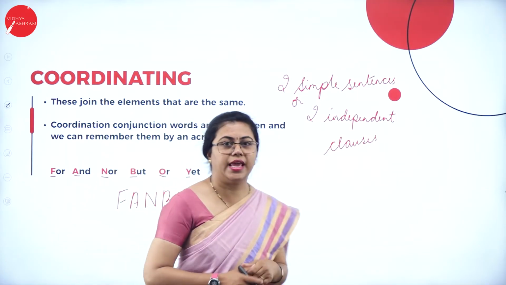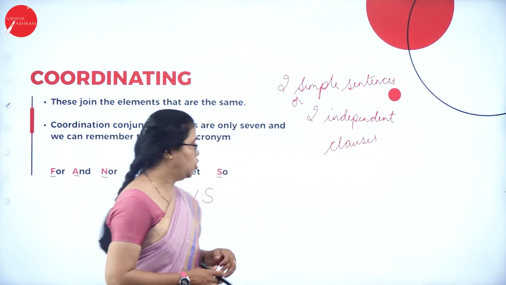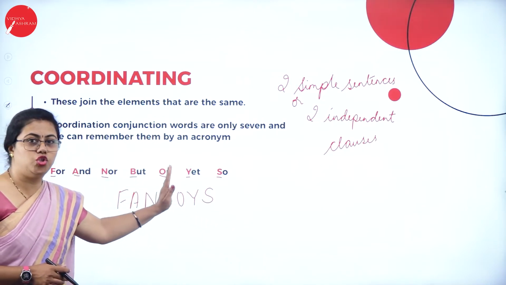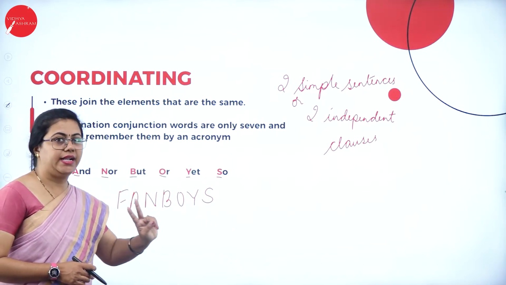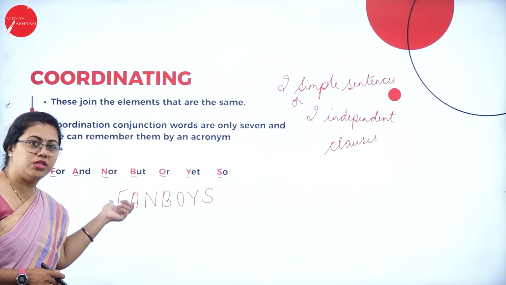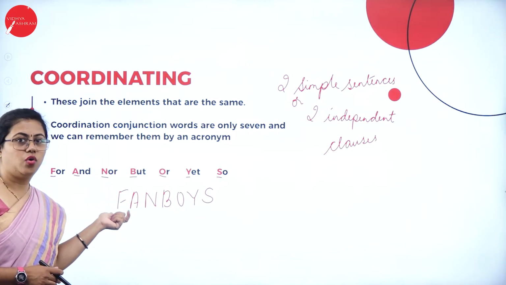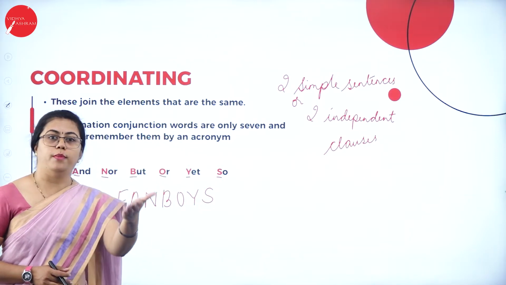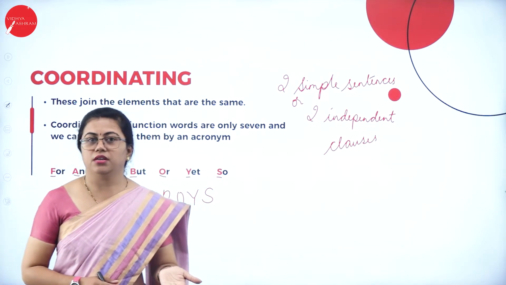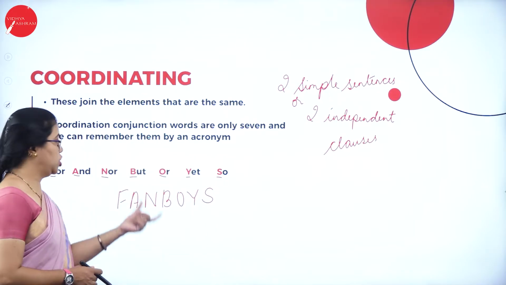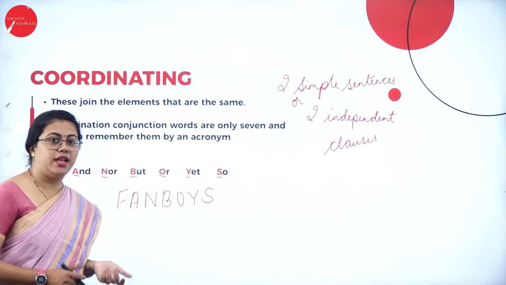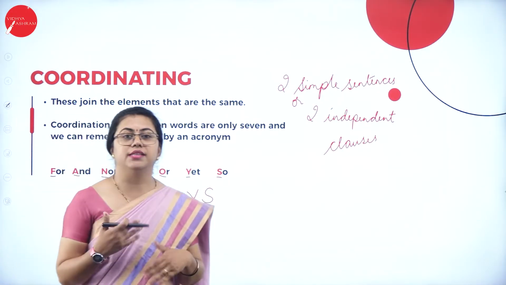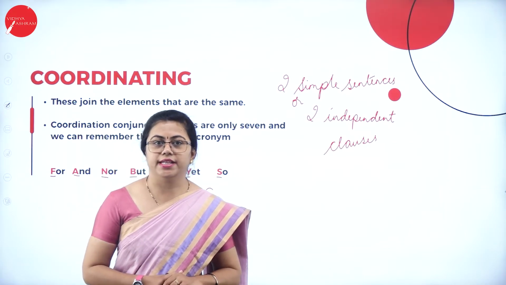Fine. We have seen examples also, isn't it? Using these, we can join two simple sentences only, and for that you will be using only these conjunctions. So these come for only simple sentences. When you go to compound and complex, it is a different conjunction which we use. Suppose you are using these conjunctions, then that sentence will be the result of two simple sentences only.